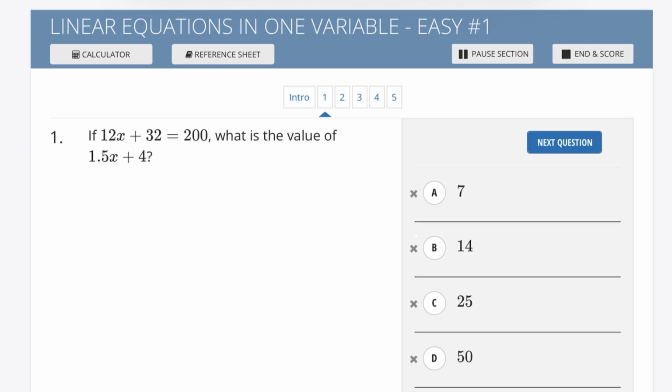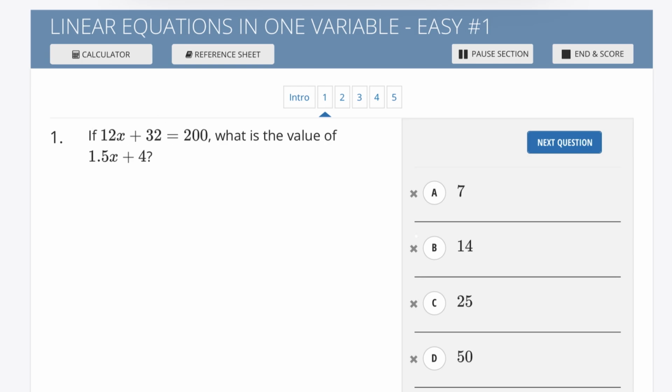If you multiply 1.5x plus 4 by 8, then you will get 12x plus 32. Specifically, if you multiply 1.5 by 8, you get 12. And if you multiply 4 by 8, you get 32. So you recognize that 1.5x plus 4 is a factor of 12x plus 32. So we know that the answer to the question, 1.5x plus 4, would also have to be the first equation divided by 8, because 12 divided by 8 is 1.5, and 32 divided by 8 is 4.